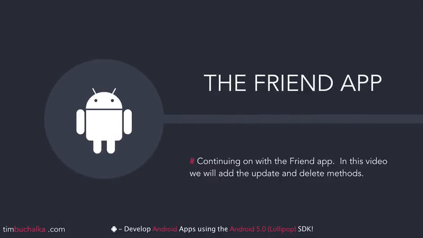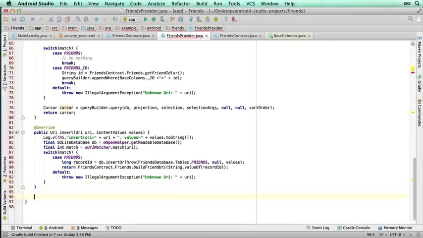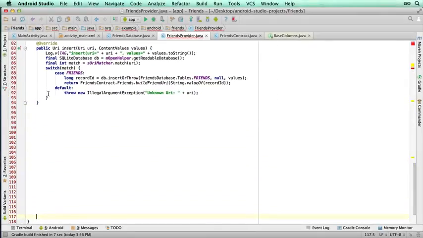Continuing on with our friend application, we're going to now write the update and delete methods for our content provider. So let's get into that. Okay, I'm just going to make a bit more space here so we can see a bit more on the screen. Okay, so I need to override a few more methods.